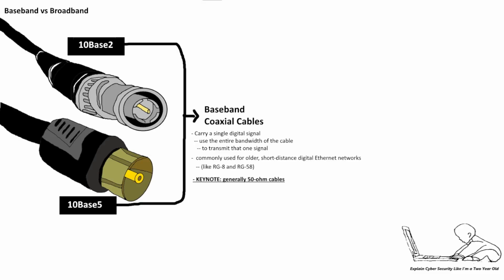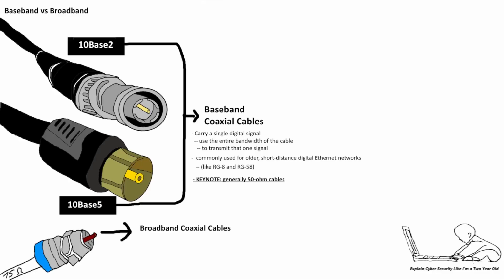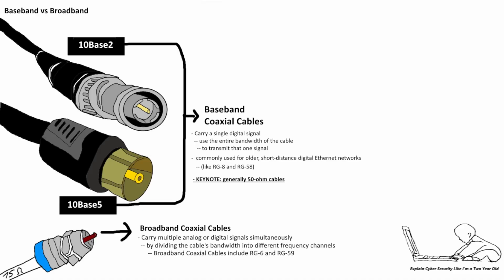And these baseband coaxial cables are used for older shorter distance digital Ethernet networks, and the types of cables you'll commonly hear in this band are RG8 and RG58. And the keynote here is that these type of baseband coaxial cables are generally 50 ohm cables. Now the ohms will become important as we explain the concept of impedance, which is quite scientifically technical.